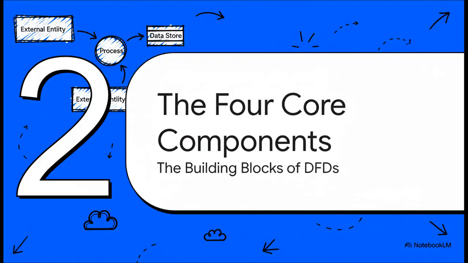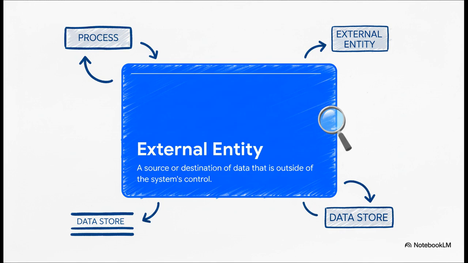Now for the best part. Every single DFD out there, I don't care how big or complicated it looks, is built from just 4. That's right, 4 simple shapes. Once you know these, you can basically read any DFD you come across. First up, we have the external entity. Think of these as anything outside your system that either sends data in or gets data out. So, in a hiring system, an applicant is a perfect example. They aren't part of the system itself, but they interact with it by sending in their application.